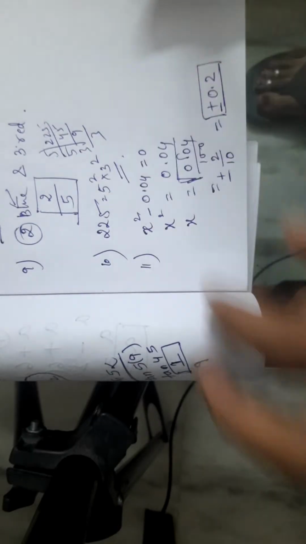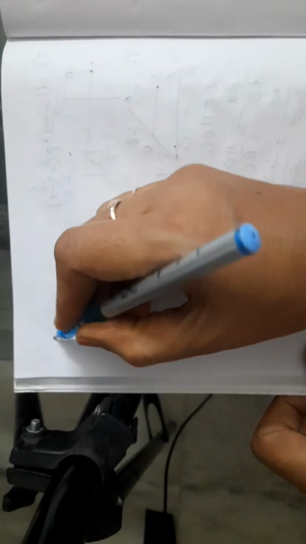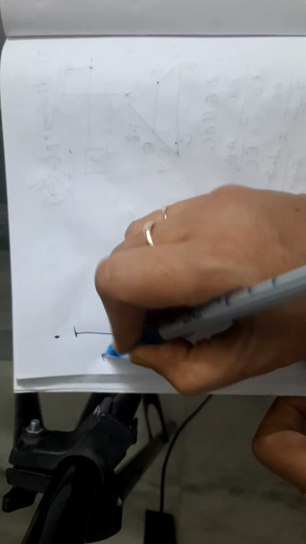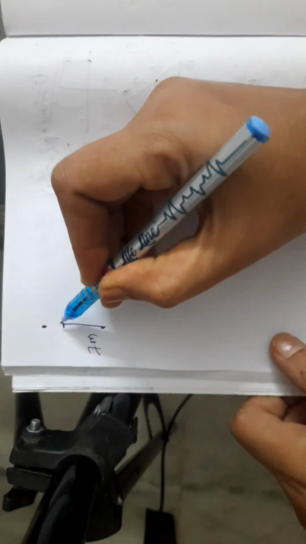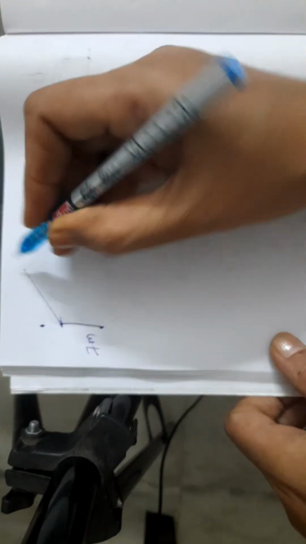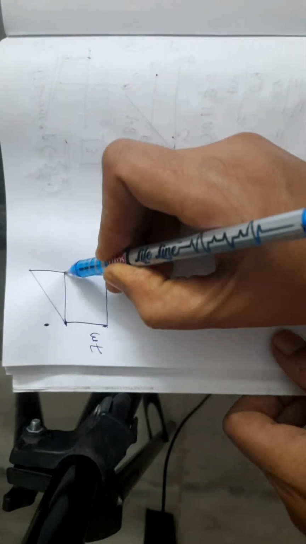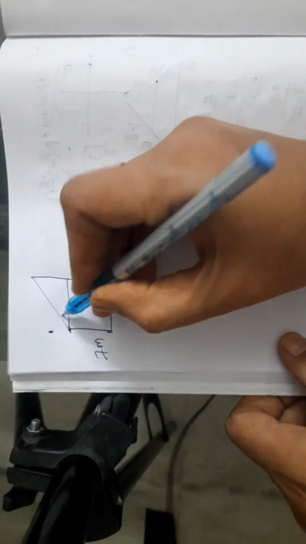From the top of a 7-meter high building, the angle of elevation of the top of a cable tower. So here the building is 7 meter. From the top, they are looking, which means the cable tower is much taller than the building. To the top of the cable tower, the angle is given as 60.